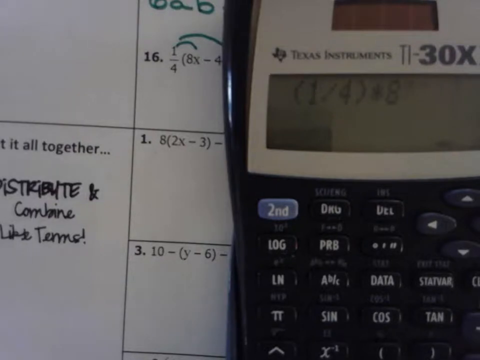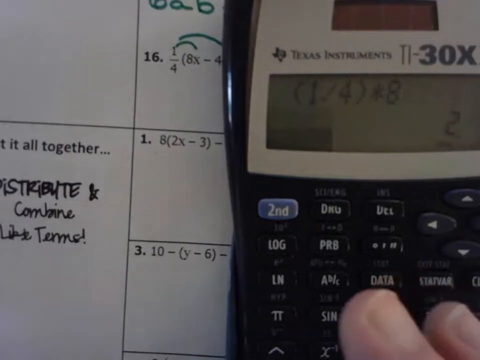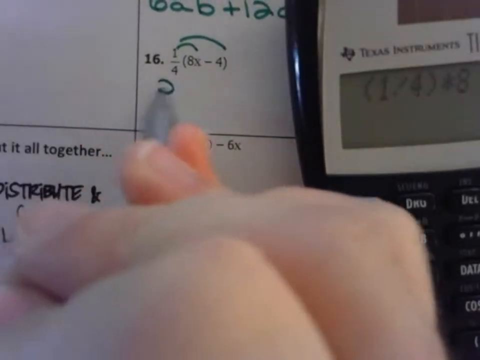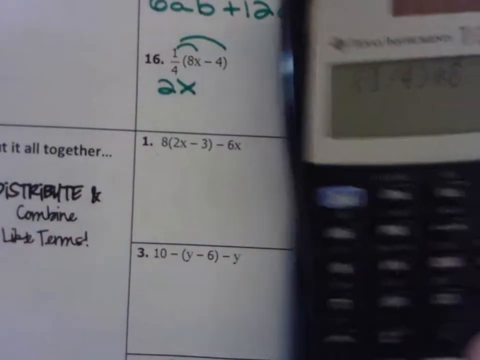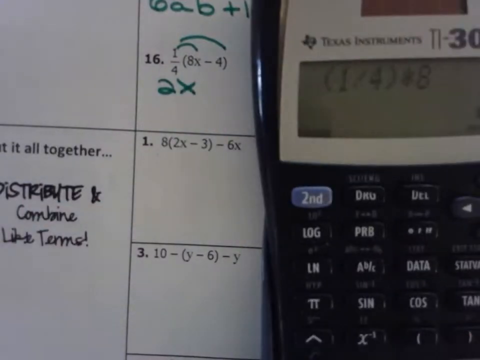Now I'm just going to do the 8, because the x I'll just put down on the paper. So 1/4 times 8 is 2, so 2x. Any questions on that?